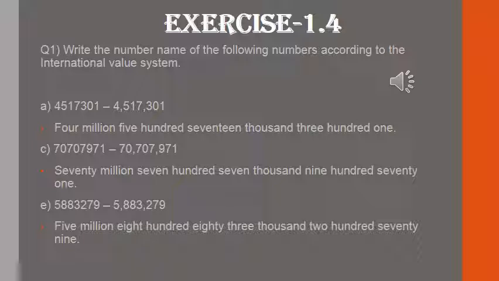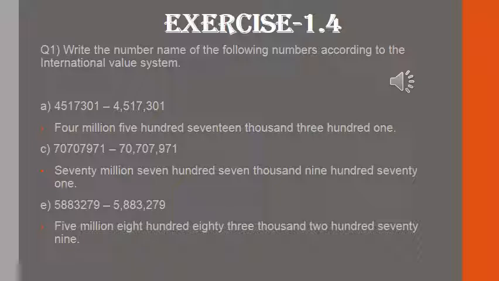So we have to take the gap of 3 digits. As you can see, we have to start from back. So I have put comma before 3, then comma before 5. So now you can easily write down the number name of this particular number. That means 4 is at which place? It is at million place. So I have written 4 millions, 517,000, and then 301.